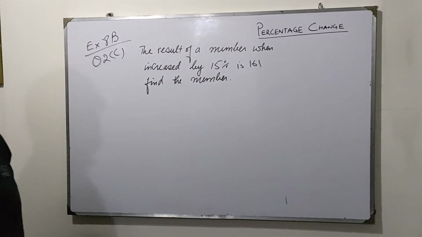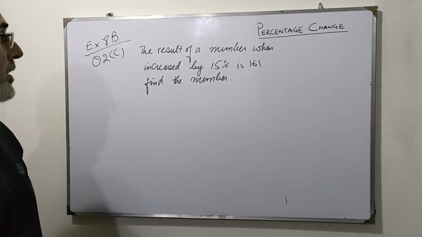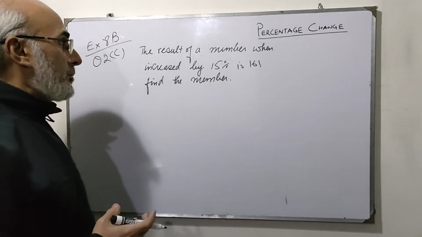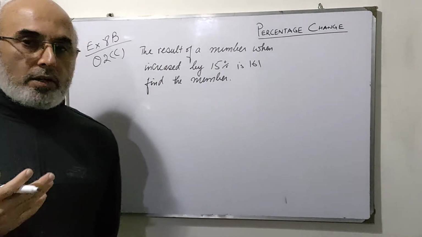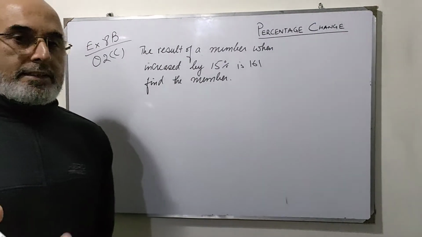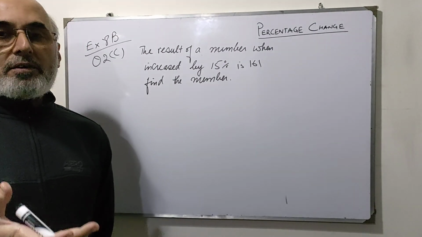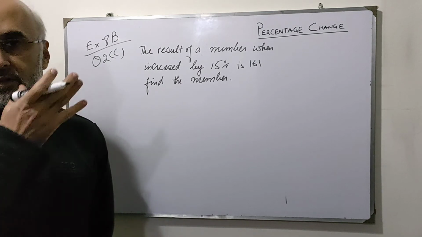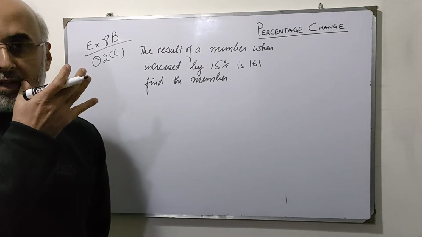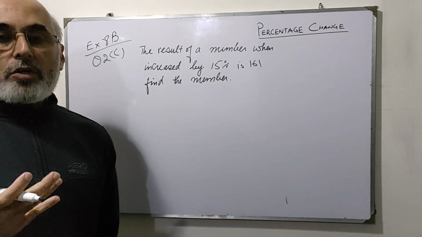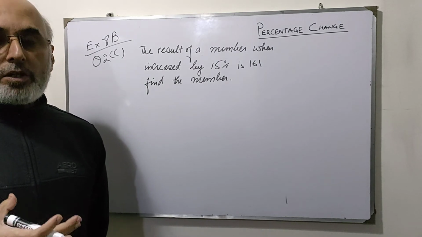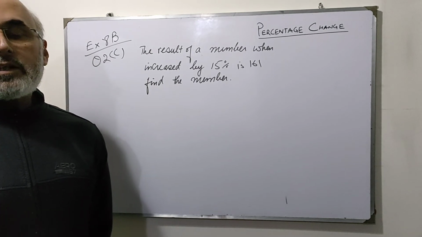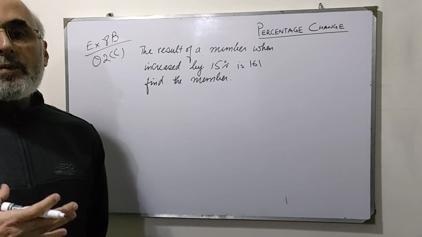Okay, the result of a number when increased by 15% is 161. Find the number. Now again in this case it is said that the number is increased by 15% and the increased number after increase of 15% is 161. So we have to find the original number, and the original number is not known. So when we don't know anything, we take a variable. So let's say x be the variable, x be the original number.